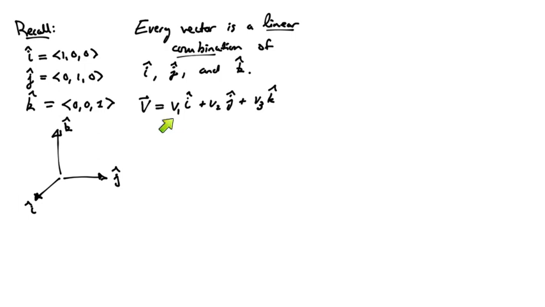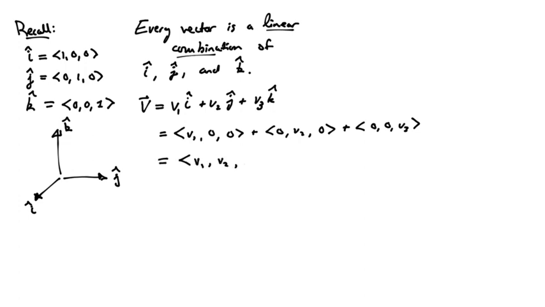If you take the time to write this out, v1 times i hat just means scaling it by v1. All the other entries are 0. So that first vector is v1, 0, 0. Then I add to that 0, v2, 0, just scaling this one by v2. Similarly, I have 0, 0, v3 for the third vector. If you add those all together, by the way the zeros line up, you get the vector v1, v2, v3.